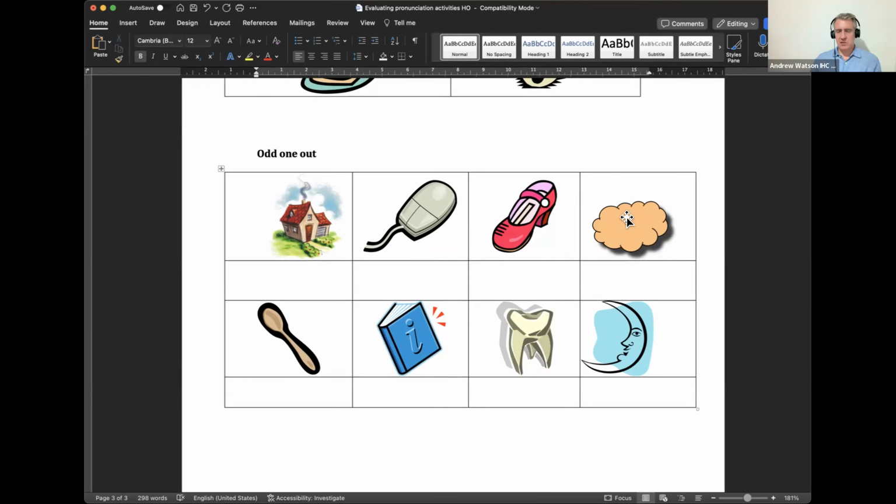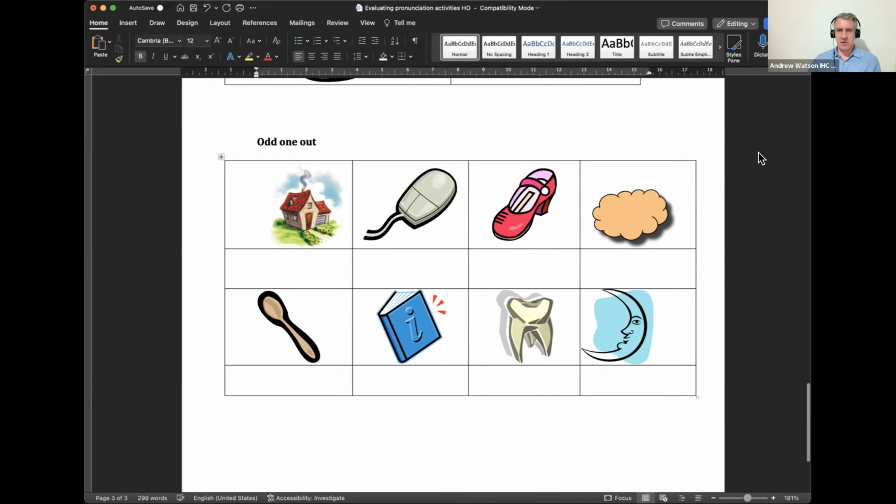Okay, what sound does cloud have? It's the ow sound, right? Ow. So in terms of the other sounds, house, mouse, and shoe. What do you think? You still think it's cloud? It's shoe, isn't it?